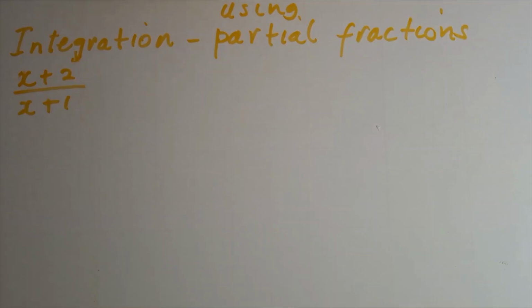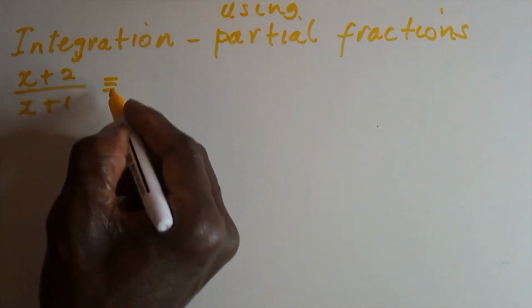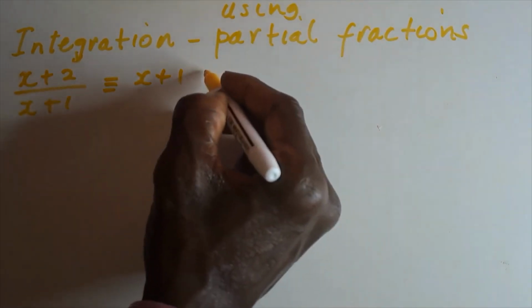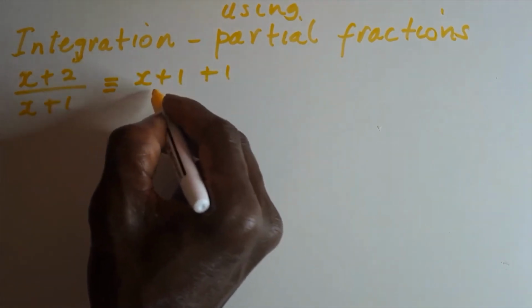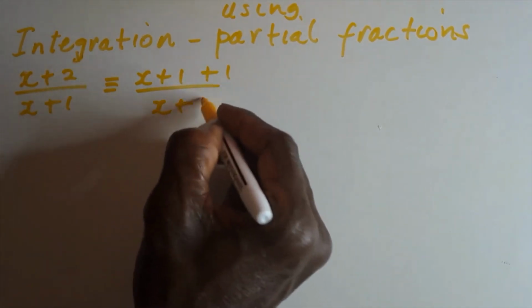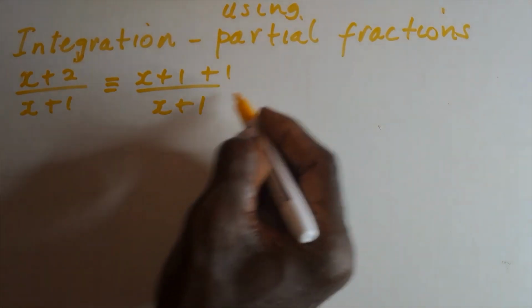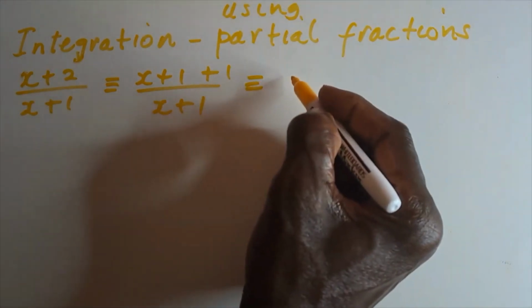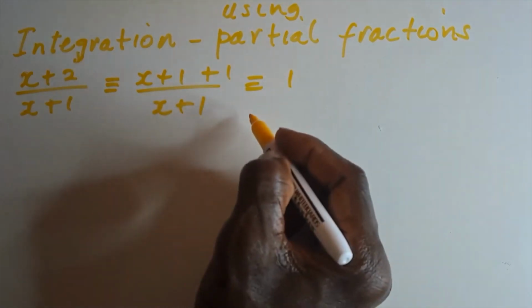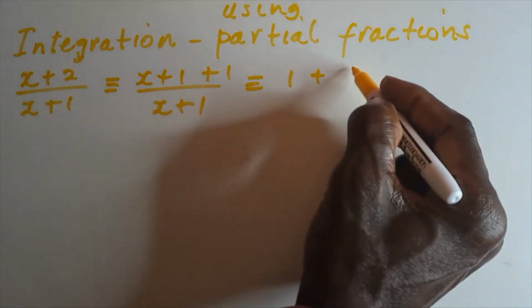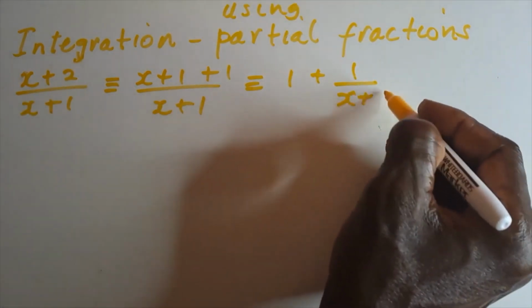Here's our next fraction that we are going to decompose. We can simplify this by writing it as x add 1 divided by x add 1. So all we've done is split this 2 into 1 add 1. And now we can write this as 1. So x add 1 divided by x add 1 will give us 1, and we're left with 1 over x add 1.